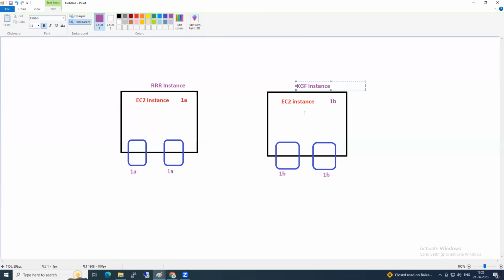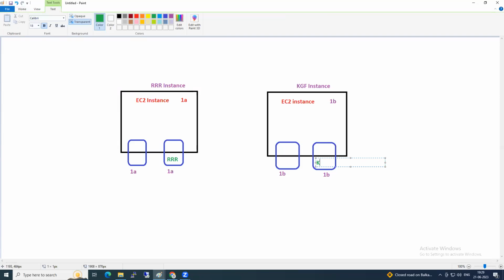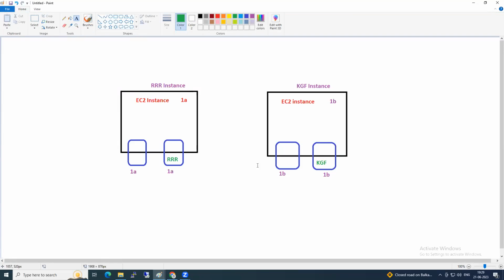Okay, now see here, guys. In this, I have the RRR movie. In this, I have the KGF movie. Now the question for you is, in the RRR instance, I need the KGF movie, and in the KGF instance, I need the RRR movie. How do you do it?